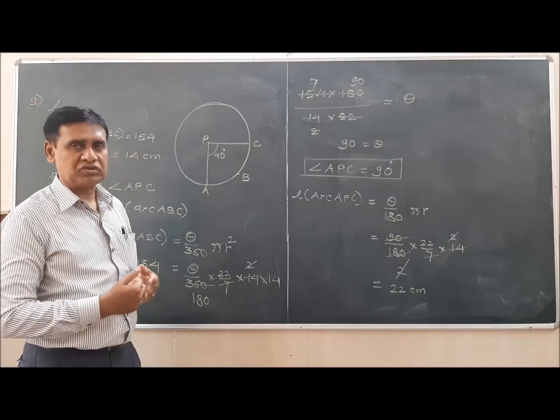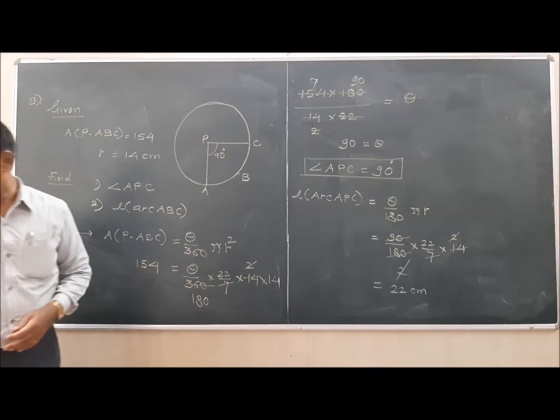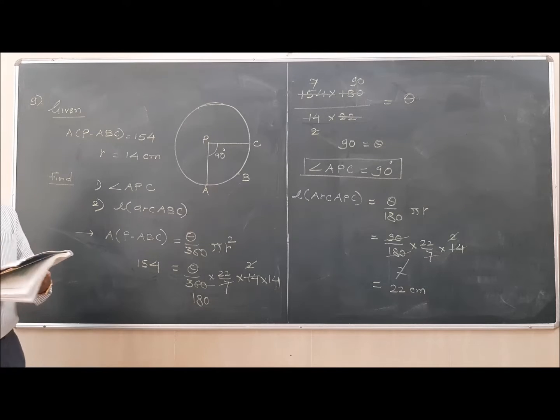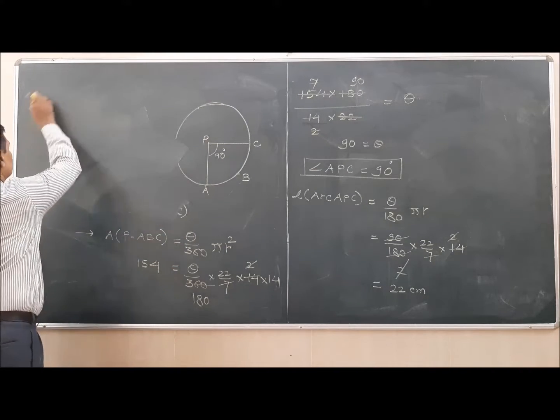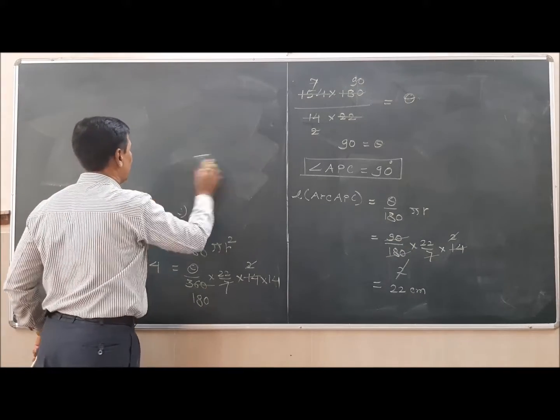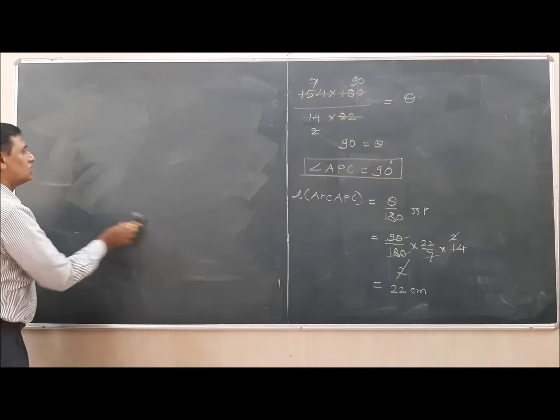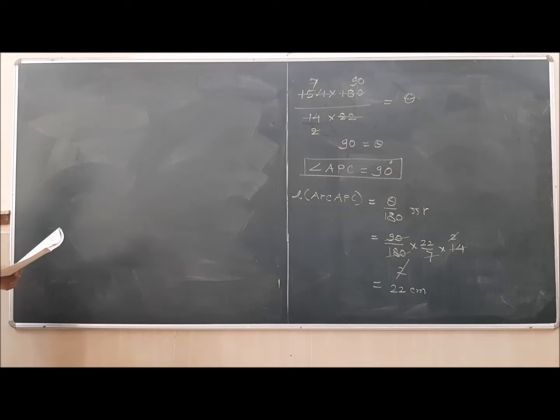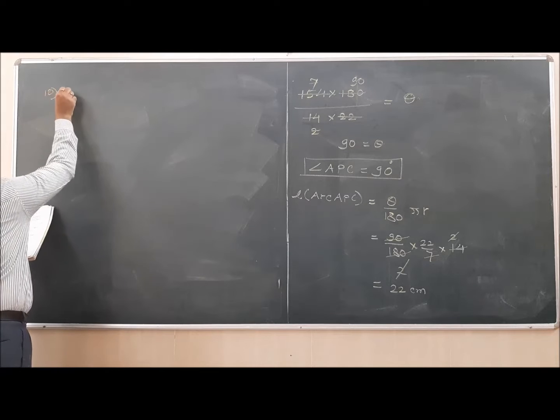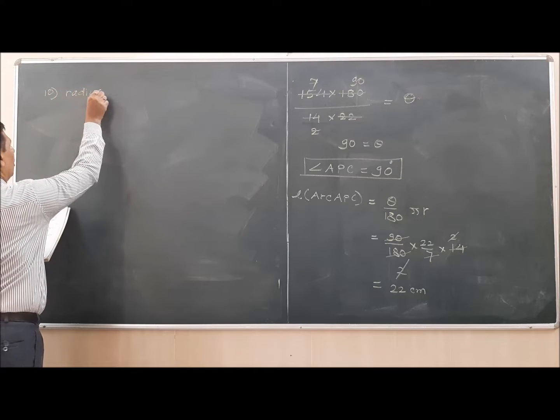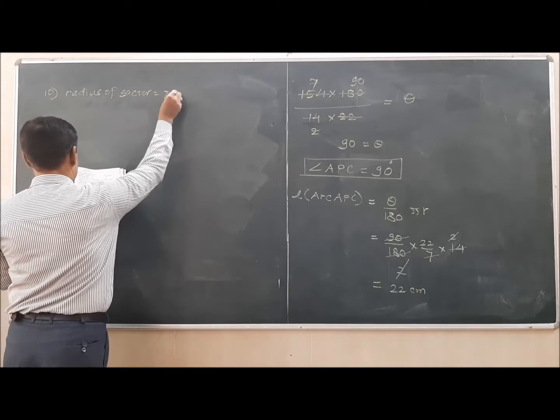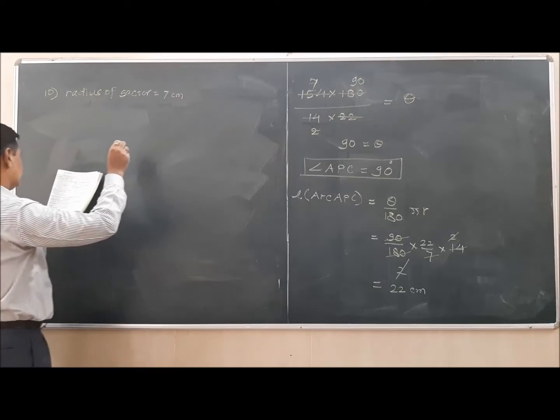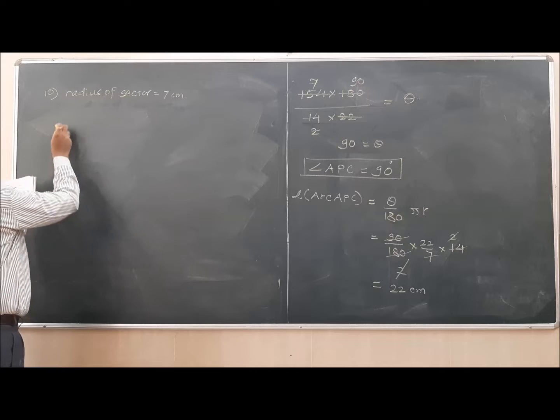Now let's do the third question. That is question number 10. In this question number 10, they have given us the radius of a sector of a circle. Now the radius of a sector of a circle is given as 7 centimeter. So in the given part, I will write radius of sector is equal to 7 centimeter. The question is, find the area of sector.